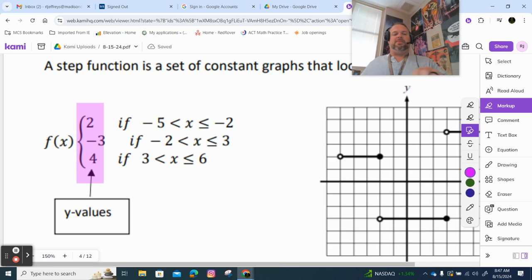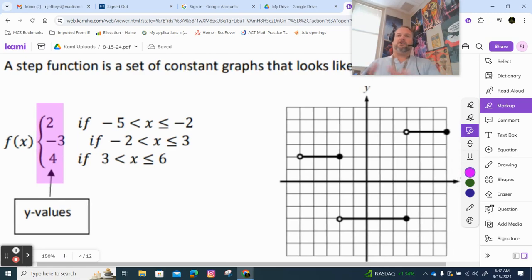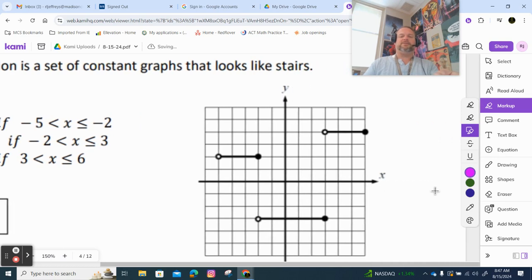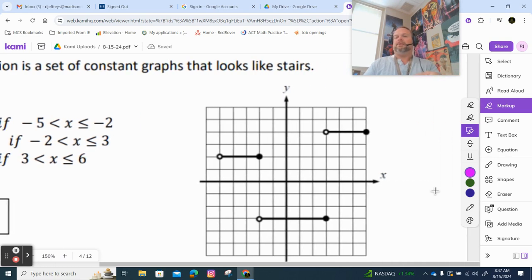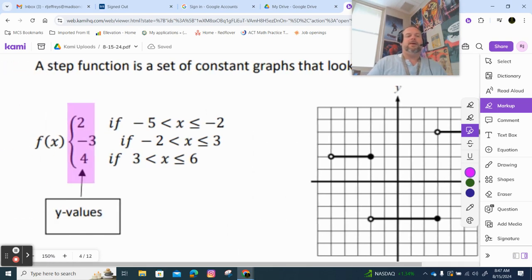Okay. These are our y values. This is what we focus on. All right. Now, our graph over here, because look, it's a step function, is a constant graph that looks like stairs. Steps. Okay. Or if you were playing a video game, boing, boing.